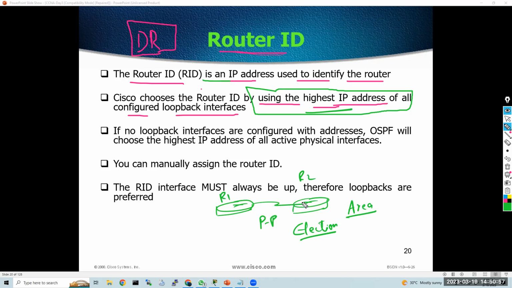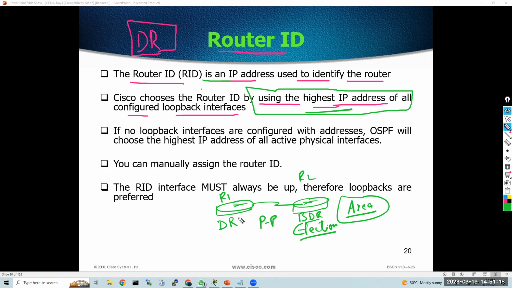Point to point connected, no need to configure any area, just configure OSPF normally, how you configure RIP or EIGRP. Okay, there is no election process by default. DR and BDR are not required.